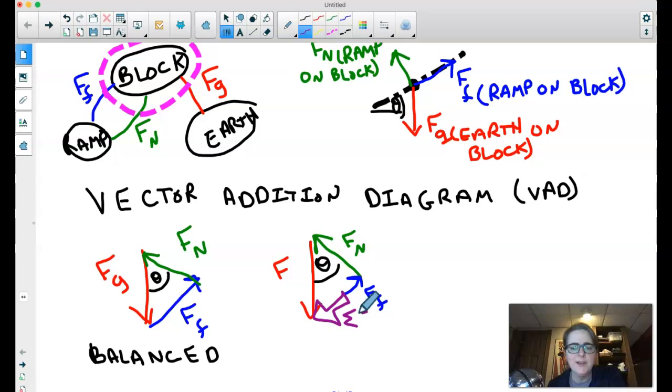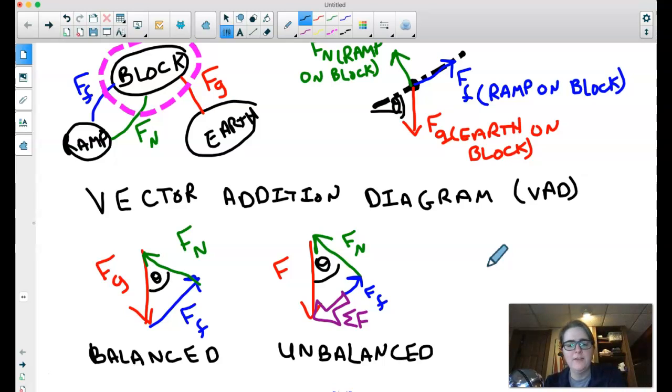this block is sitting on the ramp, if the forces are unbalanced, I expect them to be unbalanced down the ramp. If this block is able to just slide, it's going to pick up speed as it goes down the ramp. So there must be a net force down the ramp. And so that gap in your vector addition diagram is the net force, which is essentially a measure of how unbalanced the forces are. And the net force is always in the same direction as the acceleration.